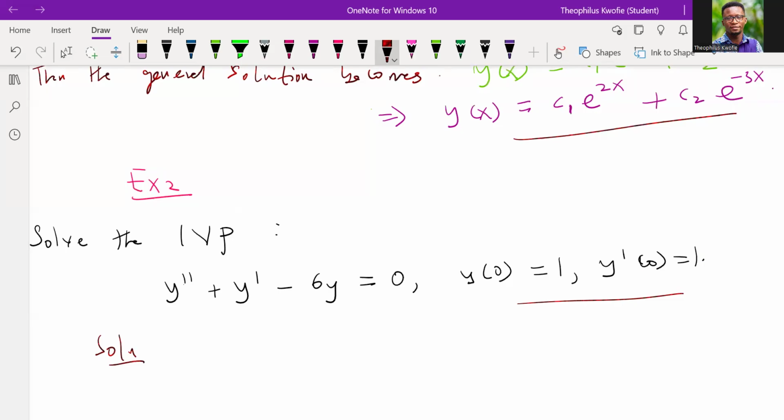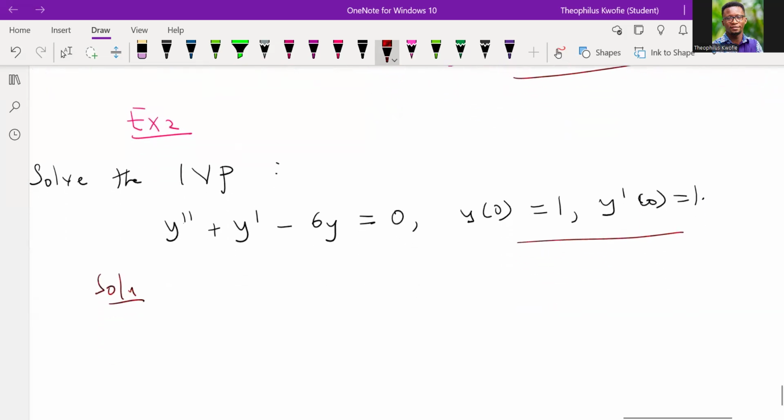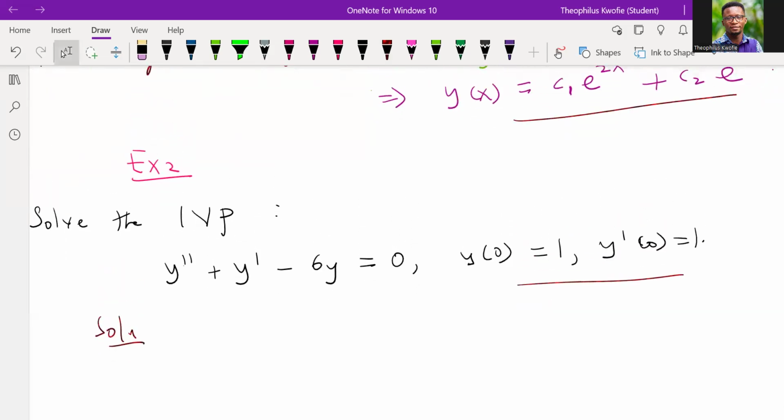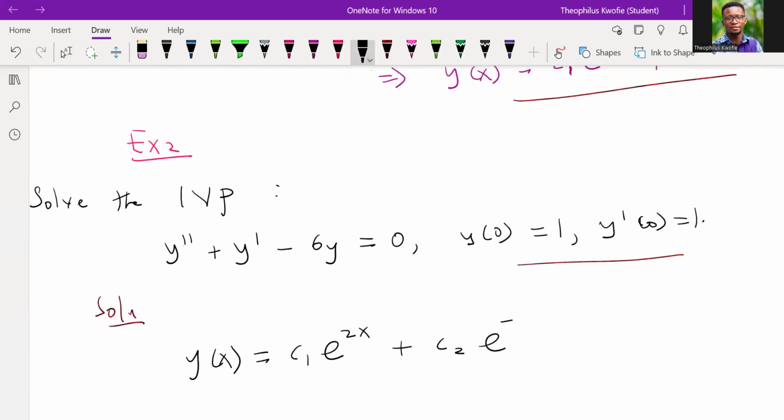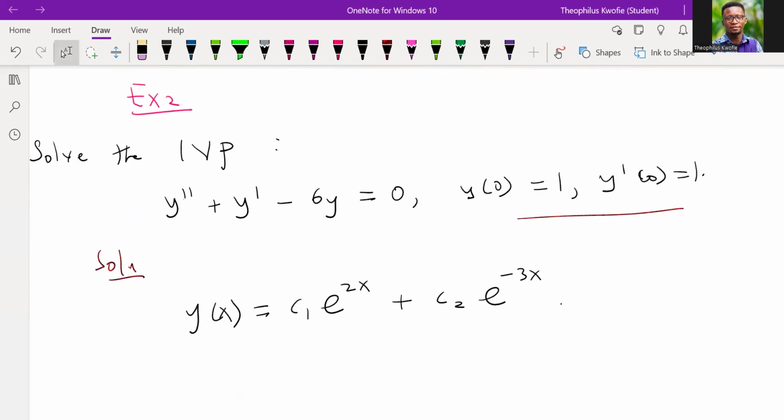So how do we do that? Let's look at the solution that we already have. The solution we have was y of x equal to c1 multiplying e to the power 2x plus c2 multiplying e to the power minus, is it minus 3x? Yes, minus 3x. Now, how do we move from here?